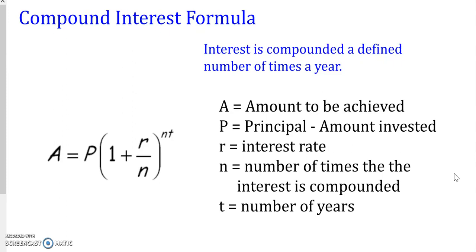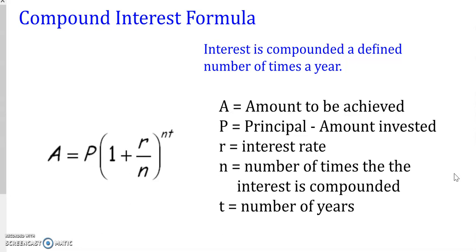So if we look at the formula that will be given to you, A is the amount you want to achieve, P is your principal, the amount you start with or the amount you're going to invest, R is your interest rate, N is the number of times it's compounded, and T is years.